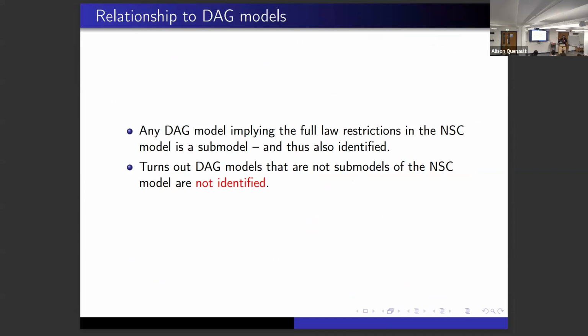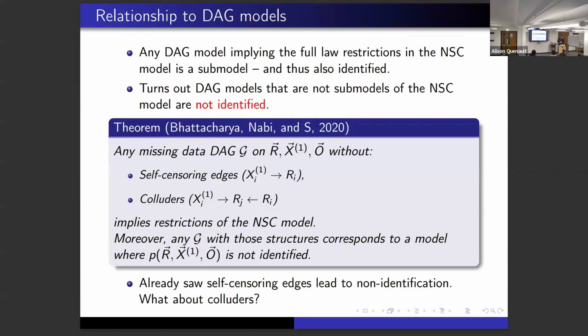So the reason I was talking about that model is it characterizes which DAG models we're in business for and which DAG models we're not in business for the full law, which is the law of the O, the X1, and the R. And this is the theorem that Rohit and Razi came up with. Sorry, that was quite quick.